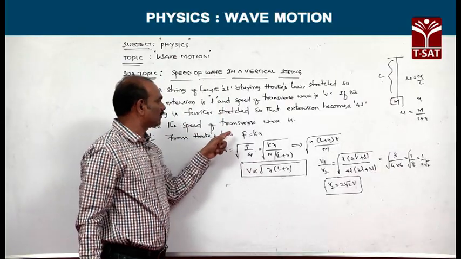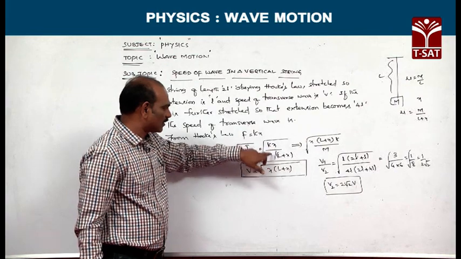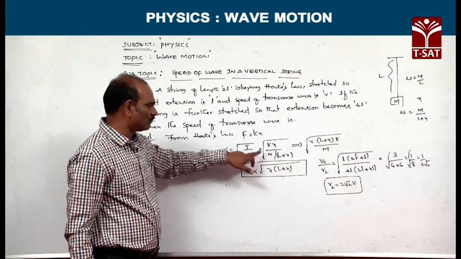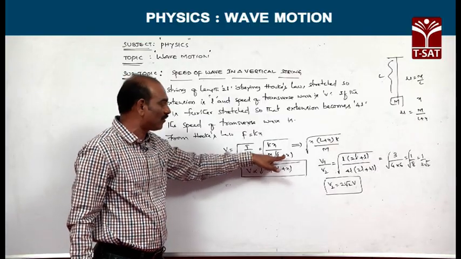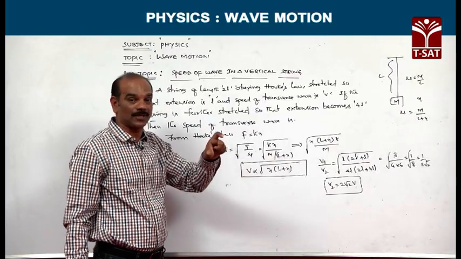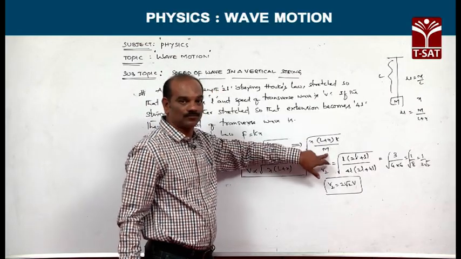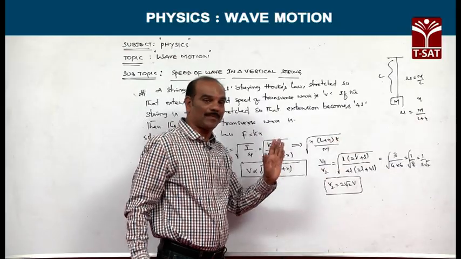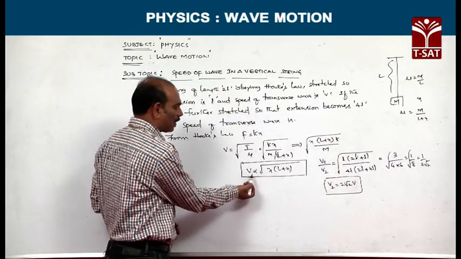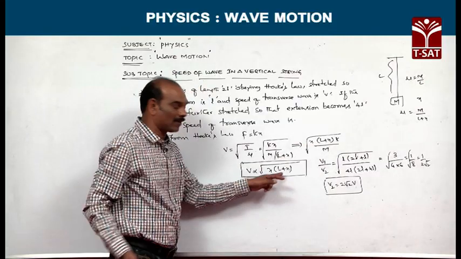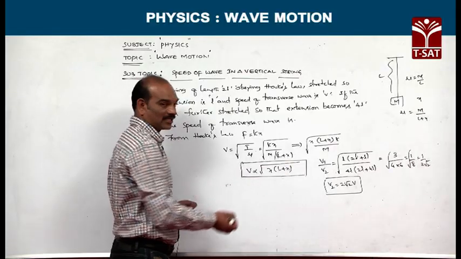So in the first case, when it is stretched by a length of x, T by mu, that is Kx by mu, is equivalent to capital M by the final length after extension. From the simplification, we will get x into (L plus x) into K by M. So due to extension, the K value remains, the M value remains, and the only variable is x. Therefore, V is proportional to root of x into (L plus x).